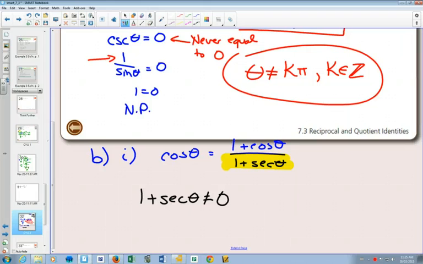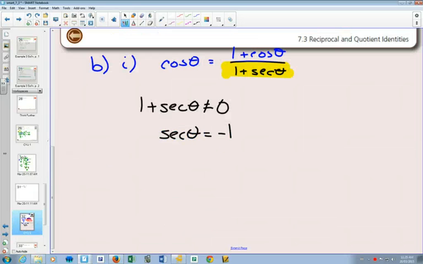Well, what is that asking us? That's asking us to check when is secant theta, if I move this over, equal to -1? Well, secant theta is related to cos, so cos of theta would be 1 over -1. Of course, that's the same thing. And we have to ask ourselves, is cos of theta ever equal to -1? Yes. It's equal to -1 at pi.